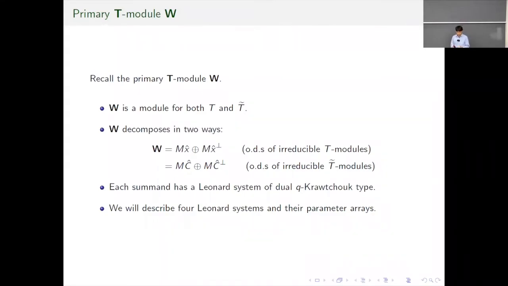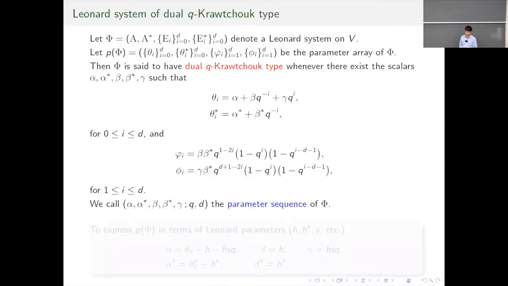But before discussing that, we recall the Leonard system of dual q-Krawtchouk type. Let phi denote a Leonard system on V, and consider the corresponding parameter array, P of phi: theta I, theta I star, varphi I, and phi I. Then we say phi has dual q-Krawtchouk type whenever there exist scalars alpha, alpha star, beta, beta star, gamma such that our parameter array is expressed in terms of alpha, alpha star, beta, beta star, gamma, and q, as you see here.